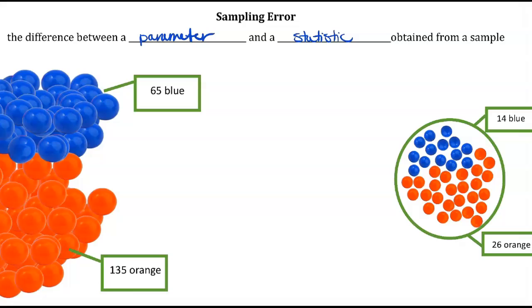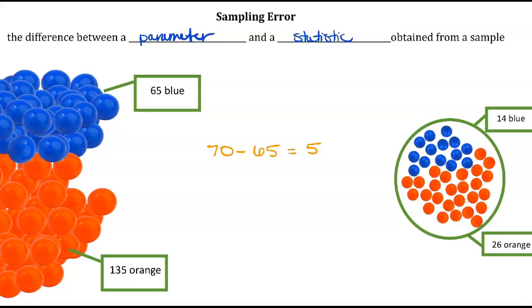In order to calculate the sampling error for the student that pulled the sample, we take the statistic of 70 blue gumballs and subtract from that the parameter, the actual amount of 65 blue gumballs. This gives us a sampling error of 5. We were over by 5 gumballs with this estimation.